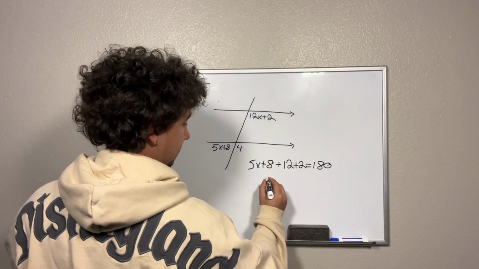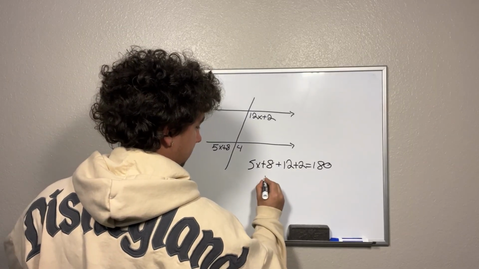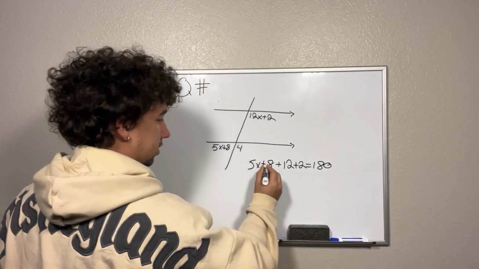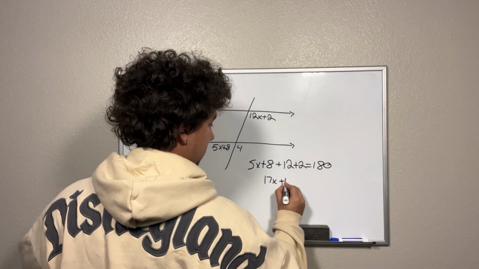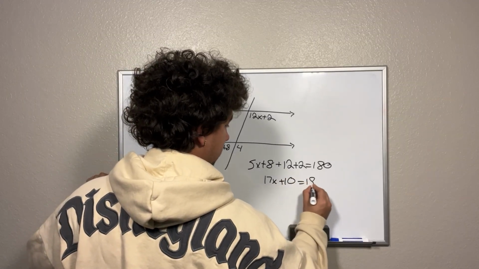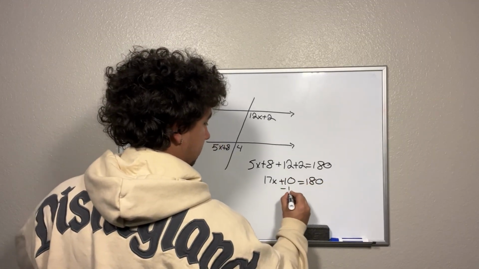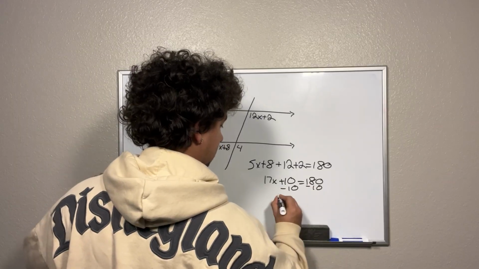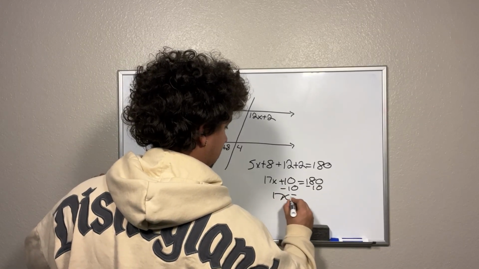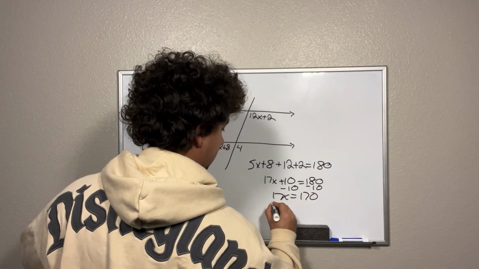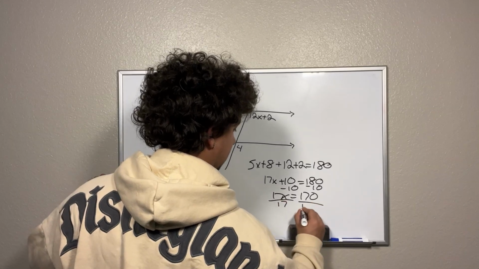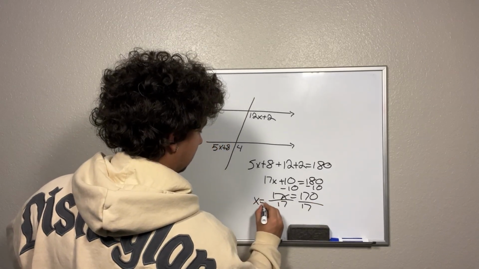5x plus 12x, I forgot to write the x, but just imagine it, 17x. 8 plus 2 is 10. Equals 180. I'm gonna subtract 10 from both sides. I get 17x is equal to 170. Divide both sides by 17. X is equal to 10.